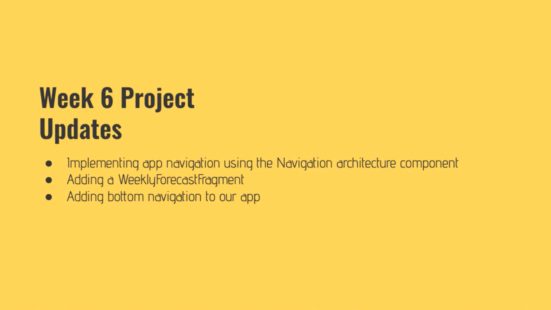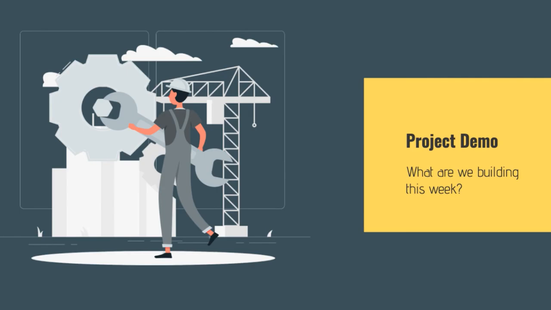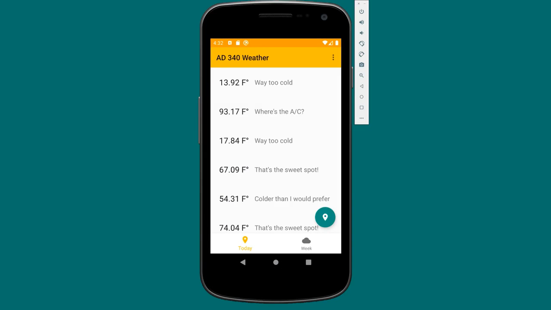So if we want to jump over to our emulator, we can take a peek at what we'll be building this week. So you see right off the bat, we have a little bit different of a project structure here. Down at the bottom, we see that we have this bottom navigation view. We'll also see that we immediately start out in a forecast screen, and we can tab between these bottom navigation tabs to switch which forecast data we're viewing. So eventually this will display the current forecast for this day and then the weekly forecast.